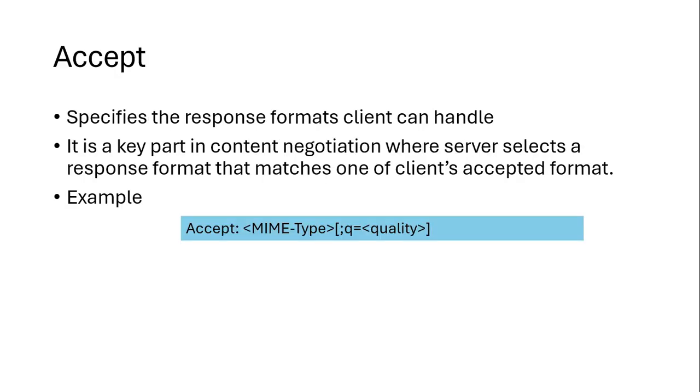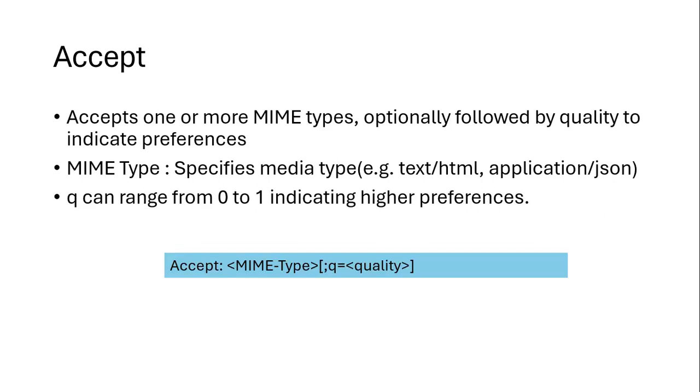Next is the accept header. Accept specifies the response formats a client can handle. It's a key part in content negotiation, where the server selects the response format that matches one of the client's accepted formats. So the client needs to tell the server the media formats it can support. It can accept more than one media type, optionally followed by the quality to indicate the preference. For example, here it can specify whether it can accept text/html or application/JSON.